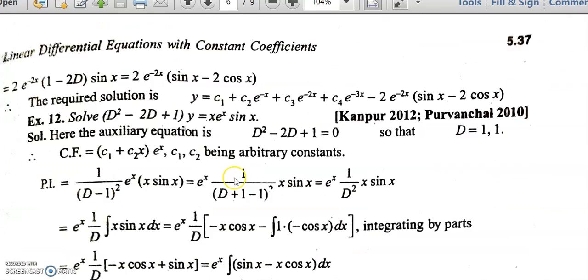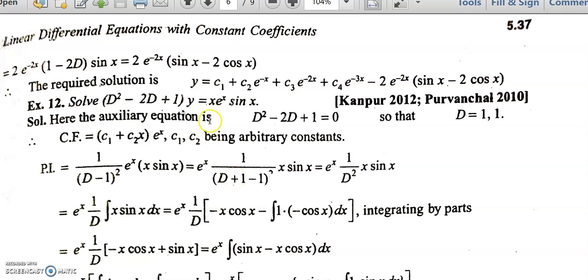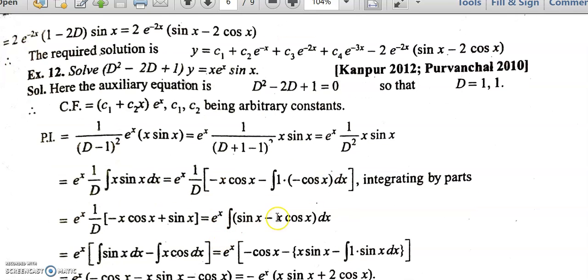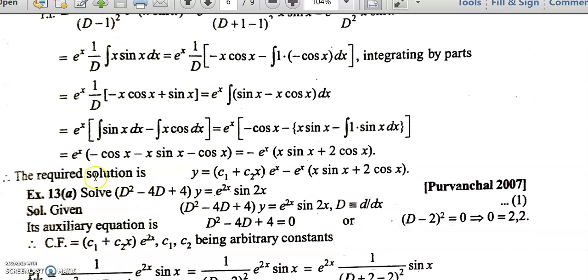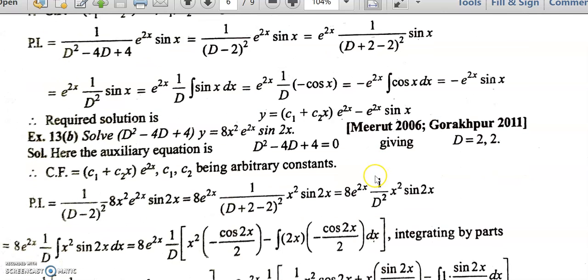So these are the lengthy problems. Here there are three functions: x e to the power x sin x. So what you do is, e to the power x and x sin x is a function of x, right? So e to the power x comes out and D is replaced by D plus 1. So basically 1 by D square of x sin x means 2 times integration. So do 1 time integration, and whatever you get, integrate again. So you get the solution. The required solution y is this. Fine, this is a good example.